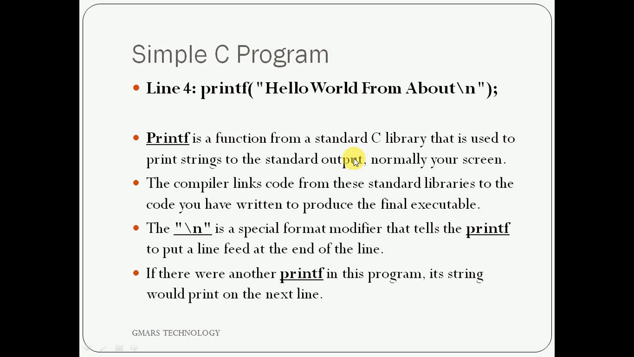In that curly bracket, we have the printf statement. Printf is a function from the standard C library that is used to print a string to the standard output, normally your screen. The compiler links code from the standard libraries to the code you have written to produce the final executable. The \n is a special format modifier that tells printf to put a line feed at the end of the line. So basically, what \n does is specify the next line. If there were another printf in this program, its string would be printed on the next line.